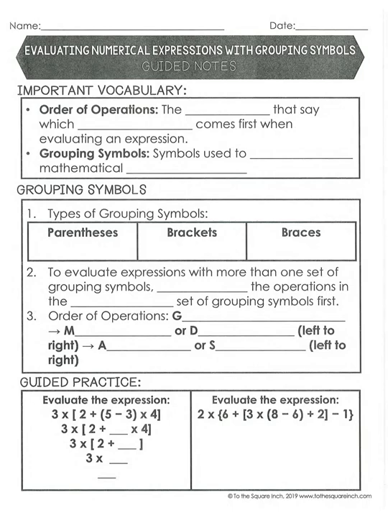So we talked already about what order of operations are. Order of operations are just the rules that say which operations come first when we're evaluating expressions. So grouping symbols are symbols used to group mathematical operations.